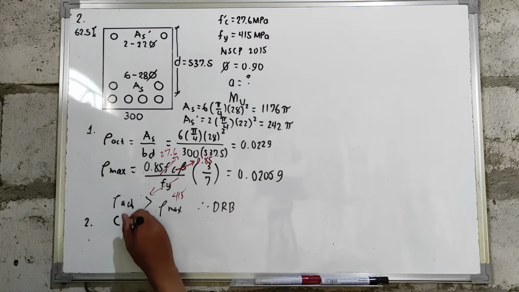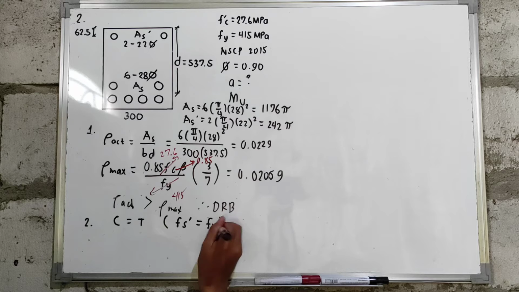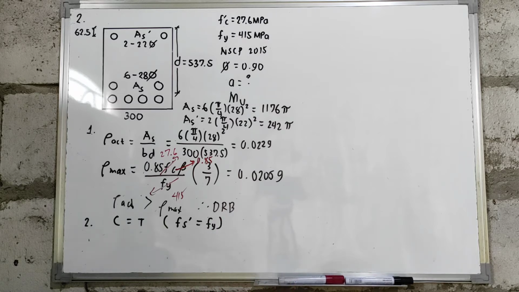Okay, C is equal to T. So what happens is we assume that the compression steel yields, so Fs prime is equal to Fy. For this one, we just apply C equals T. So we have C sub 1 plus C sub 2 is equal to T.